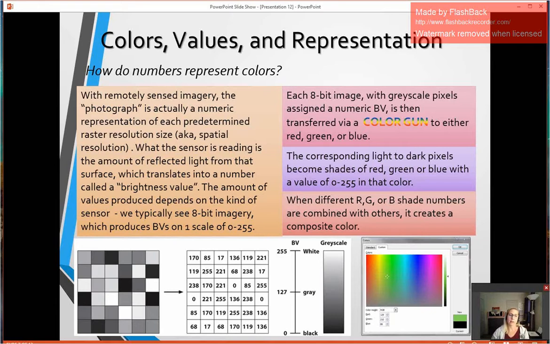So as we see in our example down here, we have our grayscale, and then each different shade of gray, white to black, has been translated into a brightness value over here. And then when we put it through a color gun, we can get our RGB value. Let me add, of course, this is a rather gross oversimplification of a rather complex process, but it just gives you the idea that there's a lot of processing happening of these satellite images that we're analyzing.